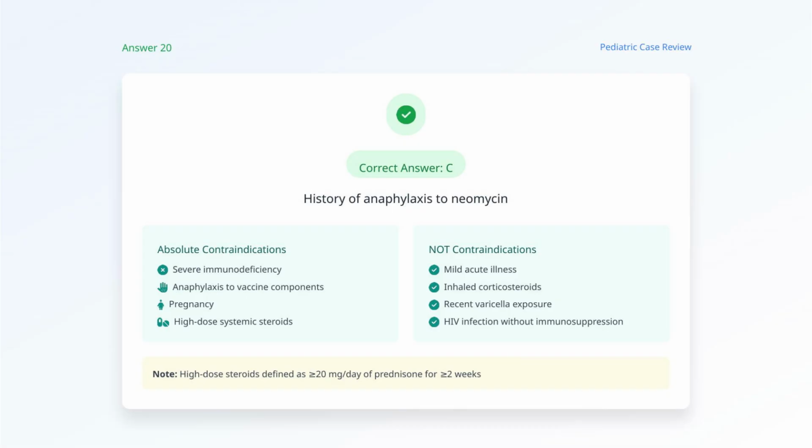History of anaphylaxis to neomycin, which is a component of the varicella vaccine, is an absolute contraindication. Other absolute contraindications include severe immunodeficiency, pregnancy, and high-dose systemic corticosteroids. Mild acute illness, inhaled corticosteroids, and recent exposure to varicella are not contraindications to vaccination.